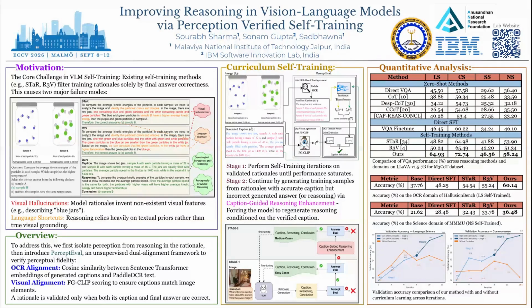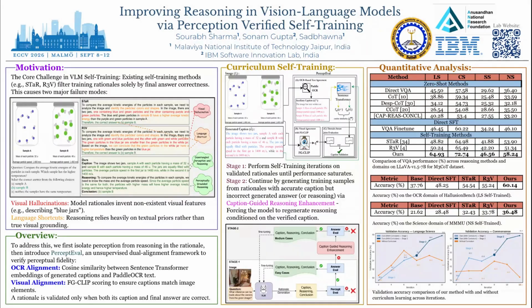Now, a rationale is validated only when both its caption and final answer are correct, right? So we have validated the caption. If the final answer is also correct, it means the reasoning is based on the correct visual details. So if the caption part is correct and the final answer is correct, we can say mostly that the reasoning will also be correct, and hence the entire rationale will be correct. And we incorporate this entire rationale into our training data set.